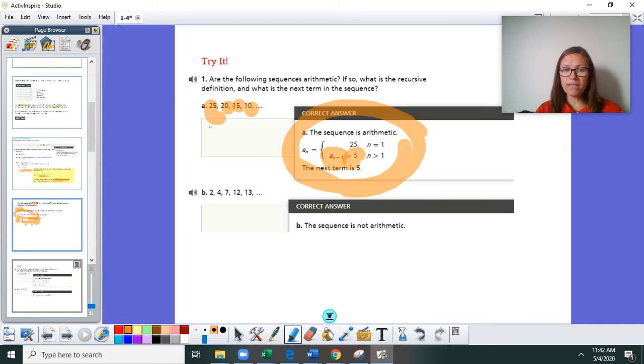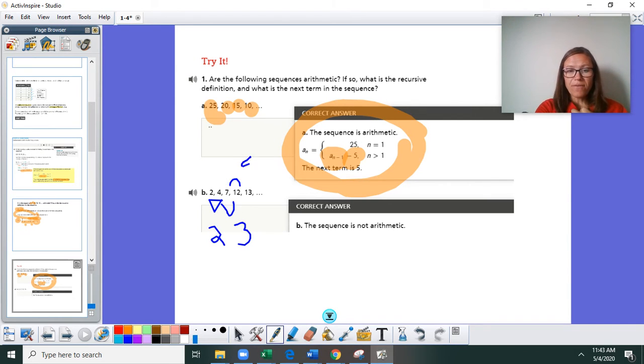Some of you have already seen the equation for this rule, the explicit function, that linear function you already know. But in this, we're looking for the recursive. This one, you're checking to see if this has that common difference. So 2 plus what gives you 4? That would be 2. 4 plus what gives you 7? That would be 3. From 7 to 12, that's 5. And then we're only going by 1. So there is no common difference there. So it is not an arithmetic sequence.